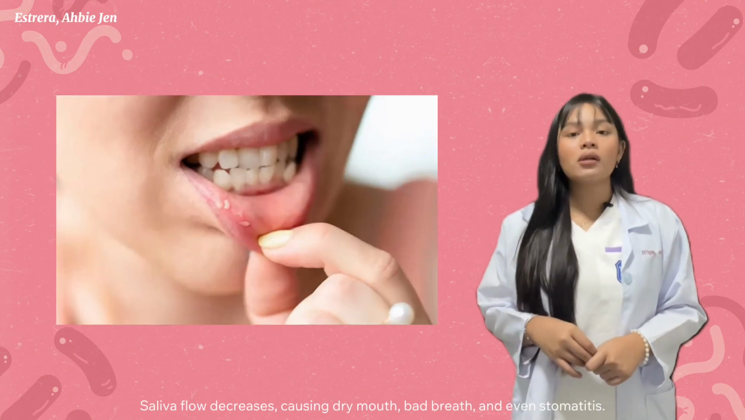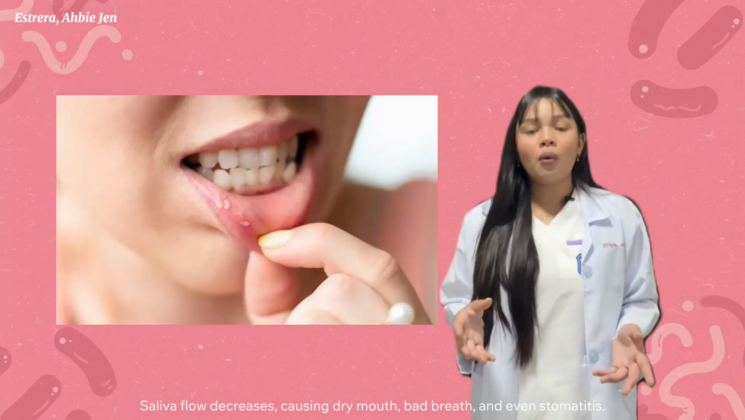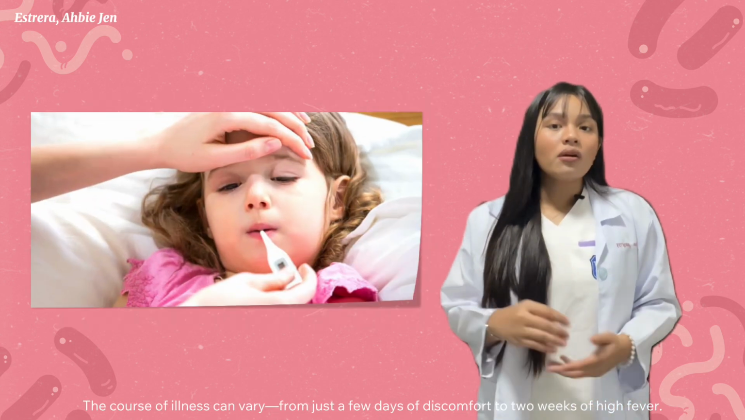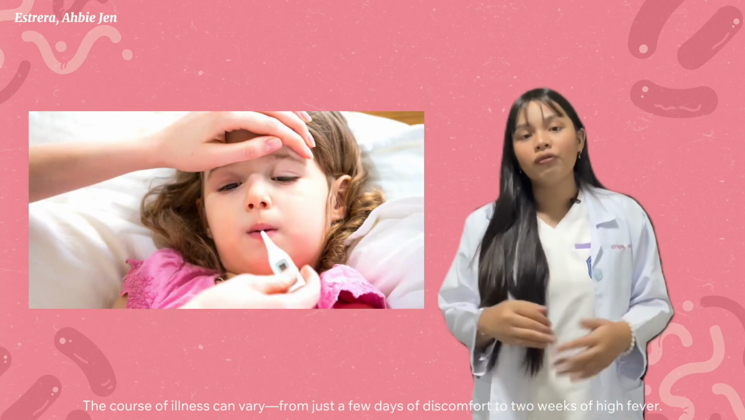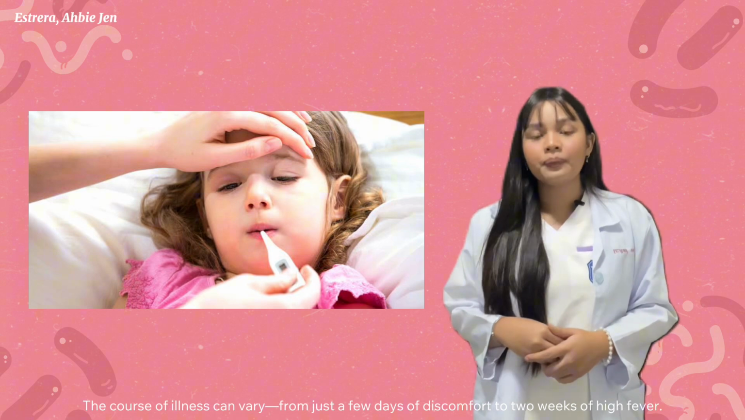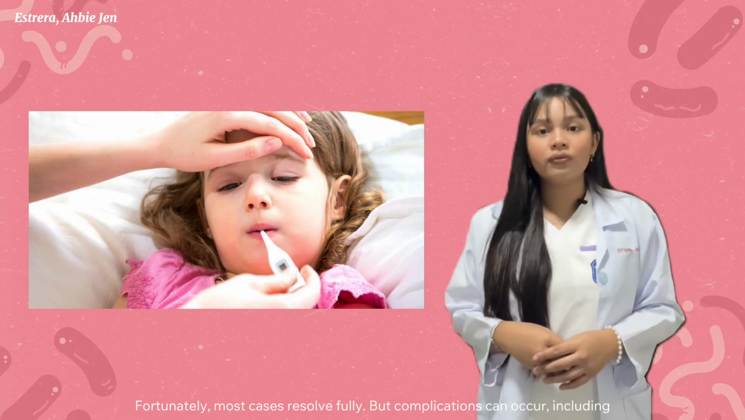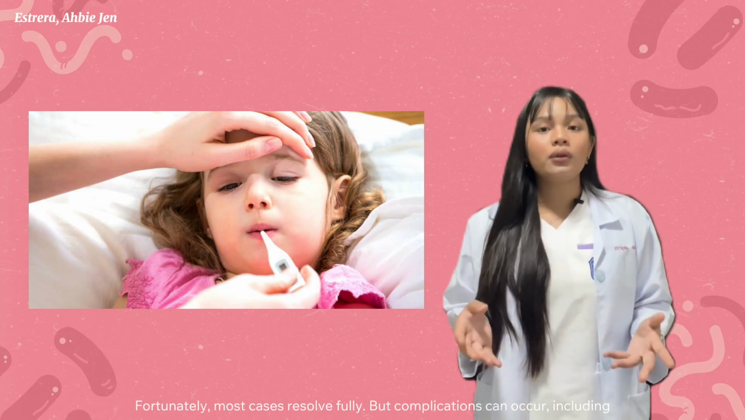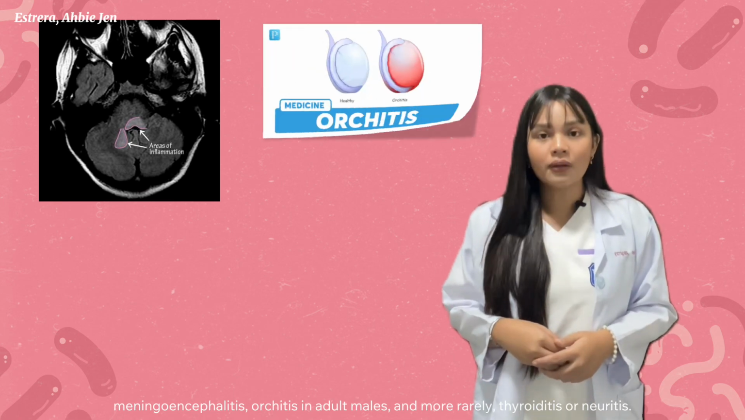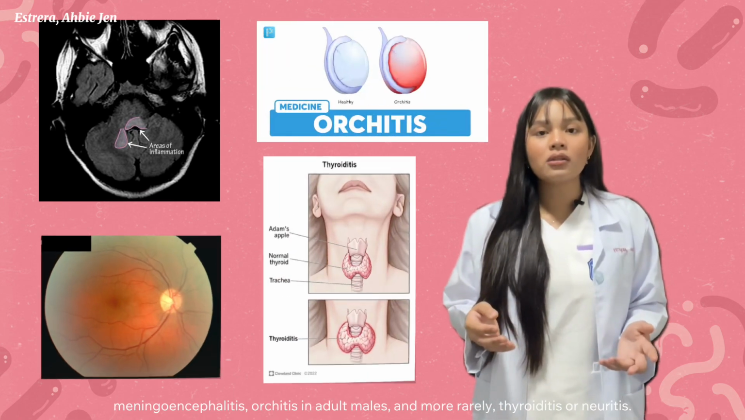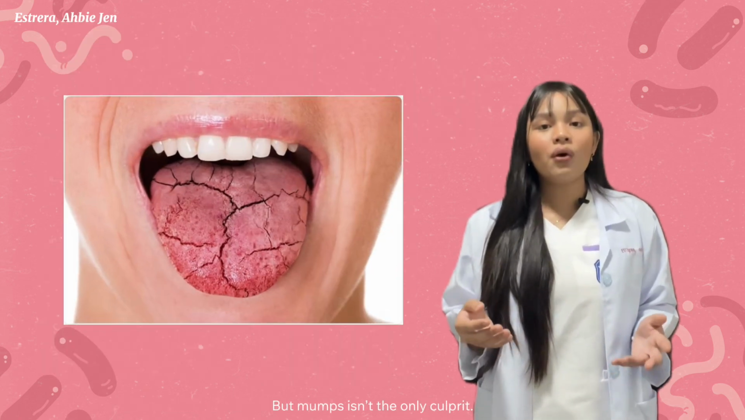Saliva flow decreases, causing dry mouth, bad breath, and even stomatitis. The course of illness can vary from just a few days of discomfort to 2 weeks of high fever. Fortunately, most cases resolve fully, but complications can occur, including meningoencephalitis, orchitis in adult males, and more rarely, thyroiditis or neuritis. But mumps is not the only culprit.